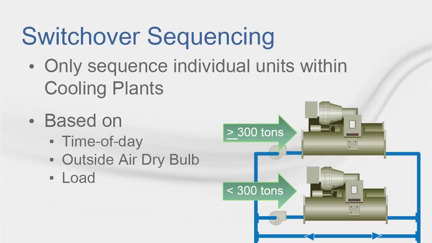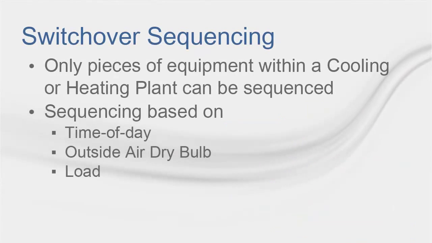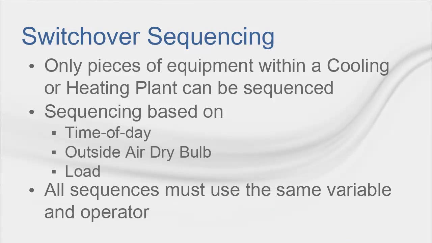The default sequence for most sequencing types, as just reviewed, will be for the first chiller listed to be enabled first and handle the load until its capacity has been met. All sequences within a single cooling plant must use the same parameter. There can be no mixing of sequence variables. Let's take a look at how to create a switchover sequence.